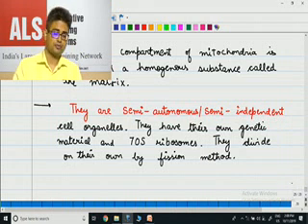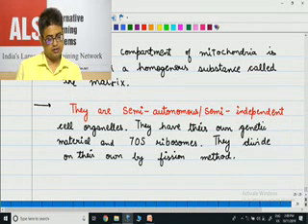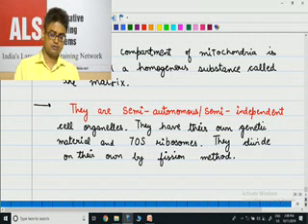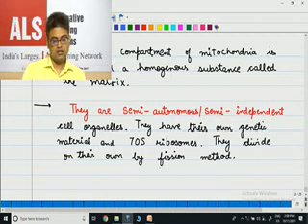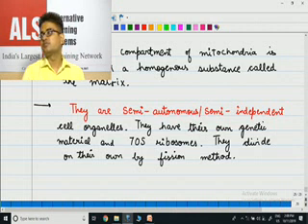Mitochondria can symmetrically divide and form new mitochondria. So my question to you is, why do the mitochondria not become independent by themselves? What is the reason that they don't become independent by themselves? Any idea?